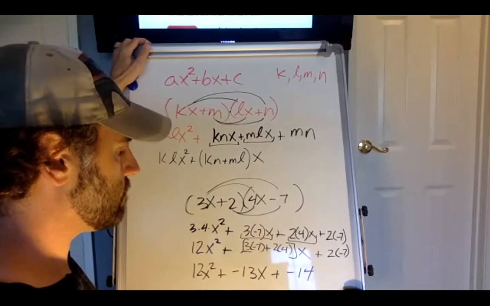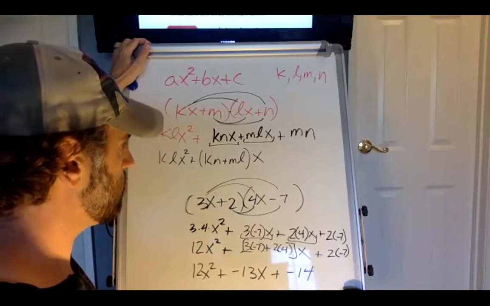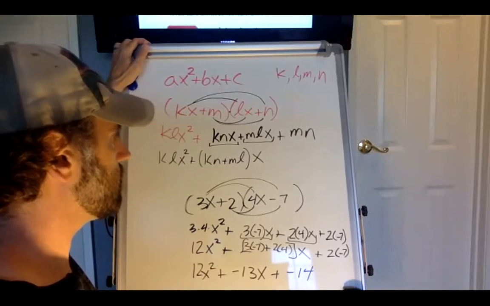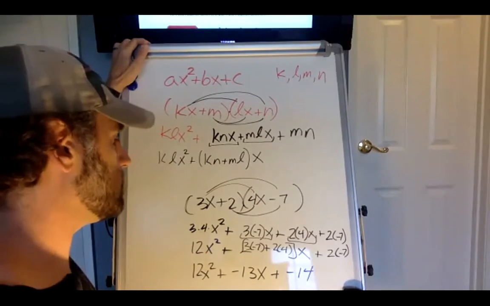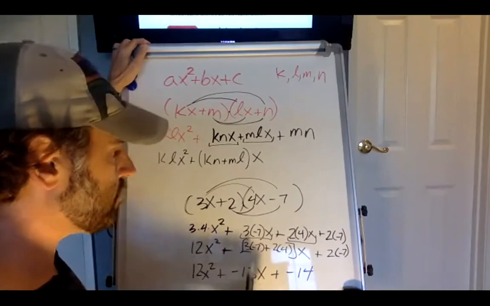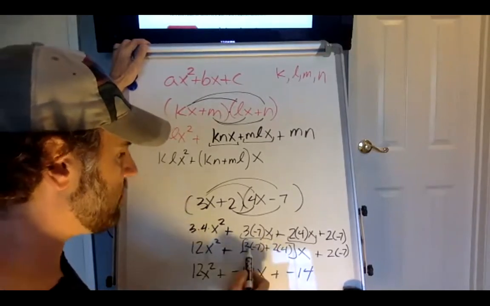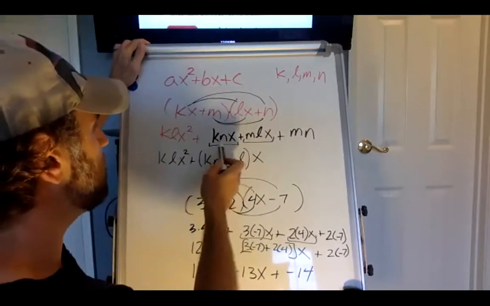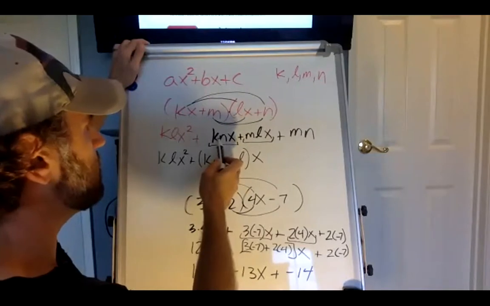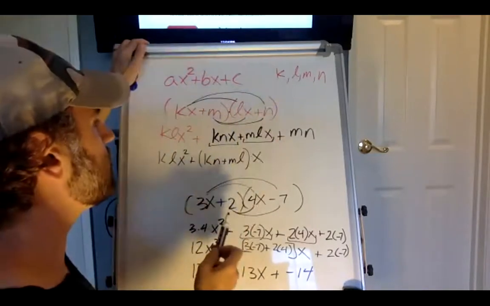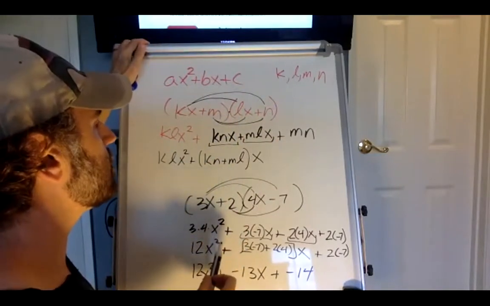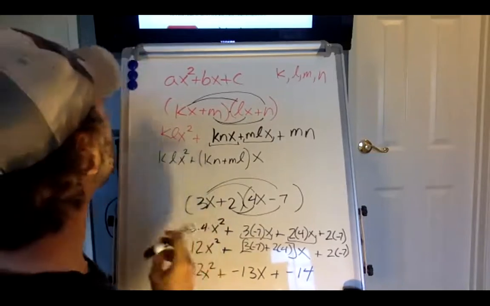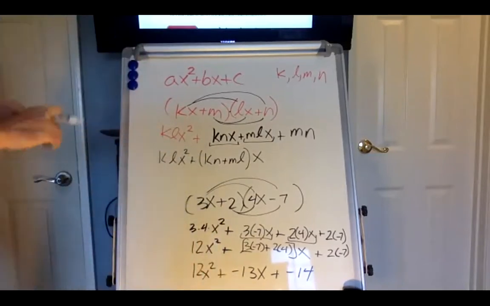K, L, M, N. But look at your middle terms. Your middle terms are made up of, let's look up here, Kn and Ml. They're all of the coefficients.